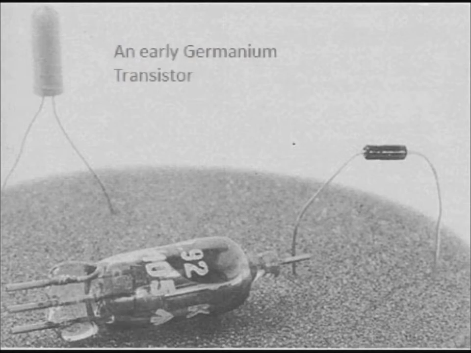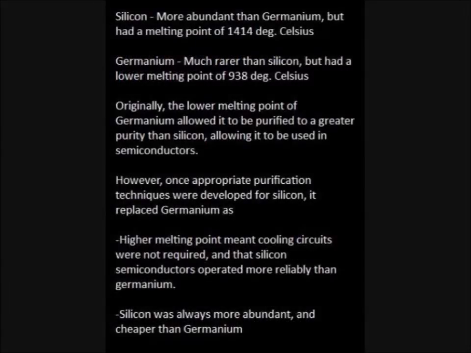Originally, germanium was the primary element used in semiconductors, as silicon was much more difficult to purify. However, once methods were developed to purify silicon from sand and other materials, it was not only cheaper to produce, as it was much more abundant in the Earth's crust, it could also withstand higher operating temperatures without melting or malfunctioning. Silicon hence replaced germanium as the most common semiconducting material.